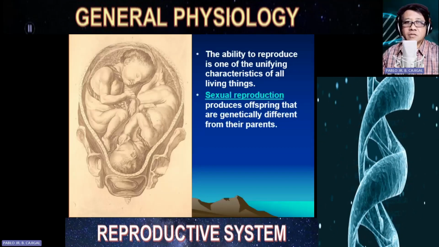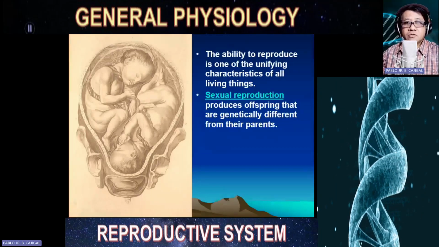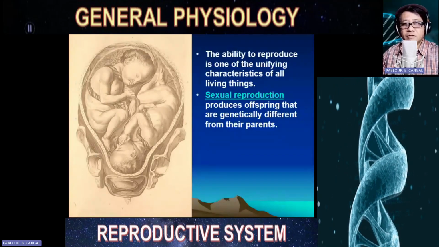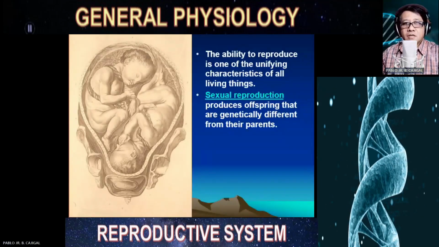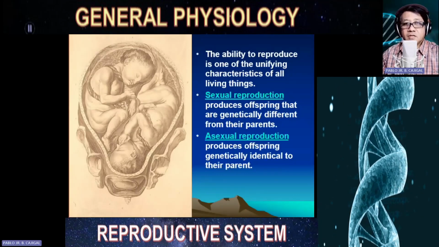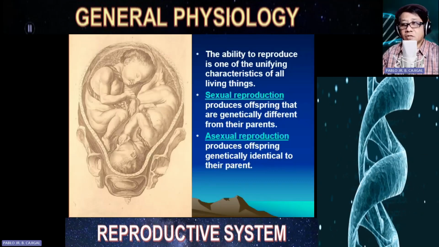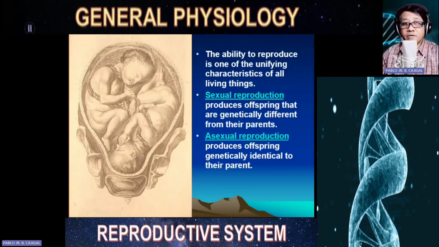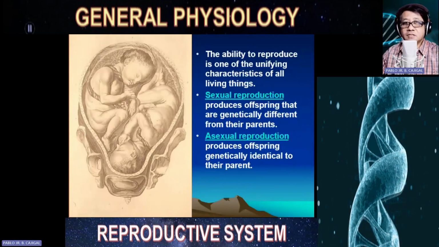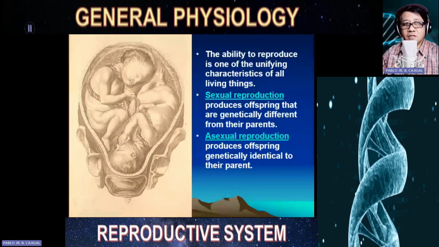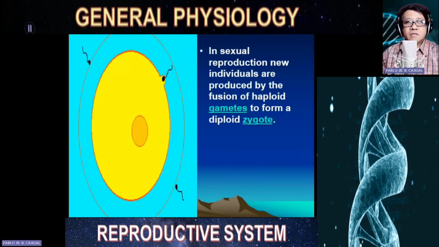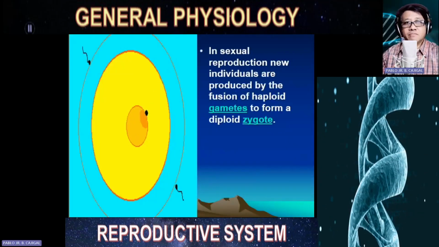So first, we have sexual reproduction, in which you have the production of offspring that are genetically different from their parents. And we have asexual reproduction, in which the offspring are genetically identical. One good example of this would be binary fission, wherein binary fission occurs in single-celled organisms like bacteria and protozoans. But our focus is obviously sexual reproduction.